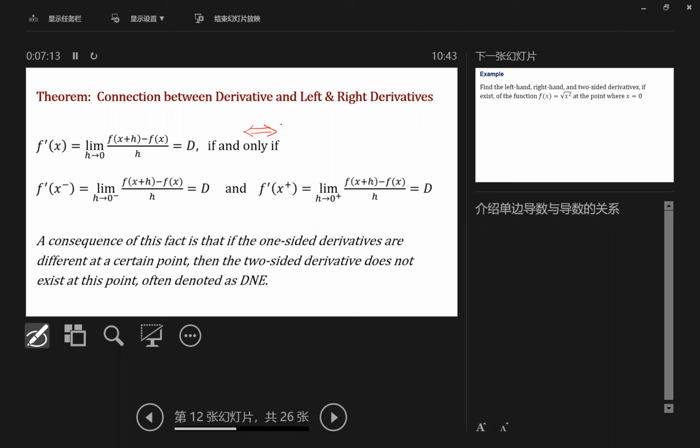A consequence is that if the one-sided derivatives are different at a certain point, then the two-sided derivative does not exist at this point, often denoted as DNE. Understand?